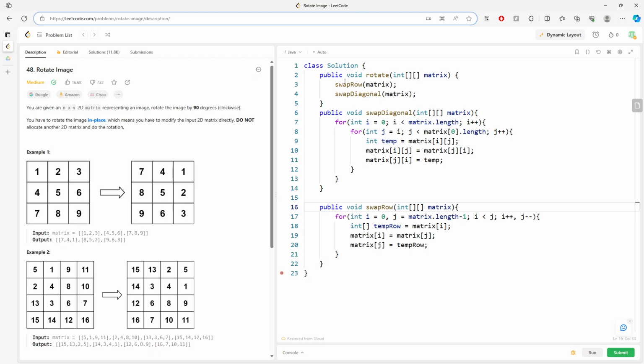Alright, so for the time and space, let's look at the swap. This is O(n), where n represents the rows in the matrix. How about this? This is O(n), and this is O(m). So the worst case for time is going to be O(m times n). Space is going to be constant.